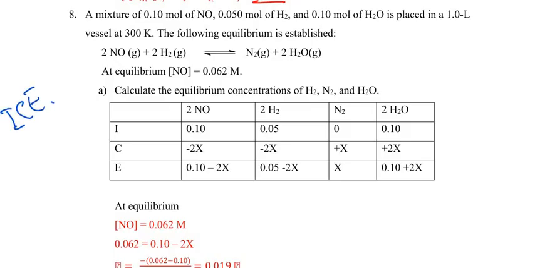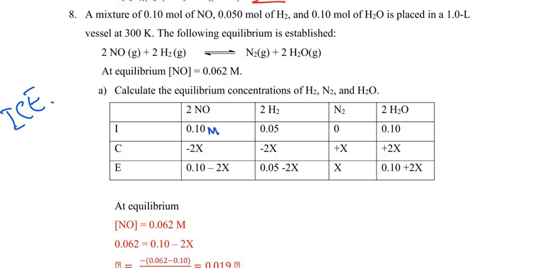So they're saying a mixture of 0.1 mole of nitrogen monoxide and 0.05 mole of hydrogen, and you're having 0.1 of water, is placed in a 1 liter vessel. So 1 liter just means that's the total volume. We can divide this by 1 liter. So you can rewrite these as concentrations, because if you divide each one of them by the volume, you will still get the same values, right? So we're just saying this is molarity.